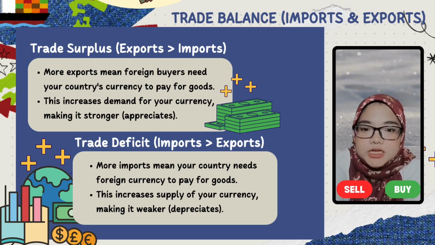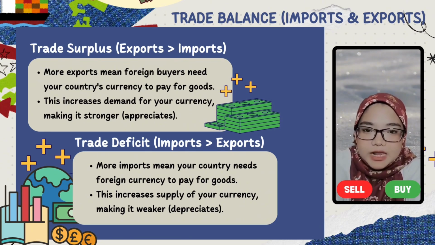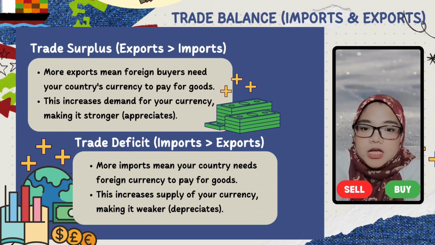It is also important to note that trade policy and global commodity prices impact this balance. A weaker currency can make exports cheaper and more competitive, while a stronger currency might make imports more affordable. In summary, the trade balance reflects the health of a nation's economy and has a significant effect on its currency strength. A stable trade balance is key to maintaining a stable exchange rate.